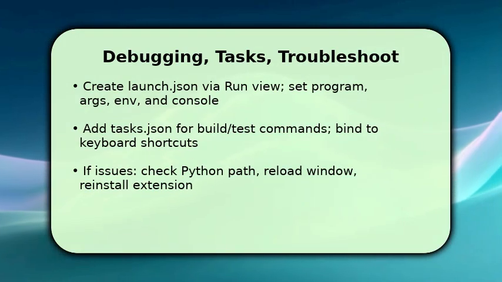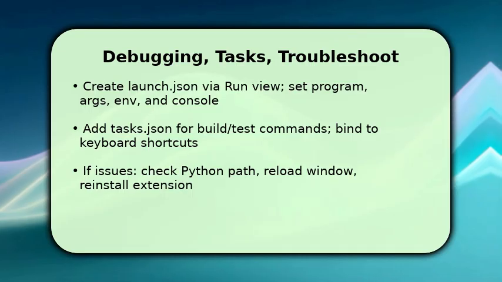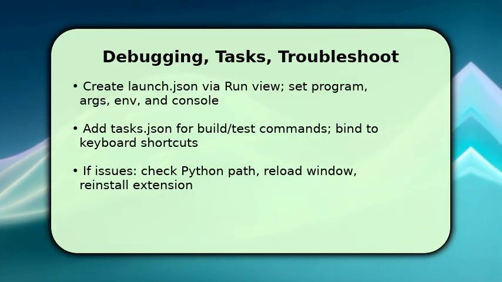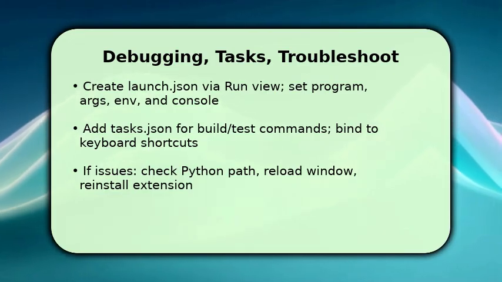Open the run view, create launch.json and set the program path, arguments, and environment variables. Choose an integrated console for interactive sessions. Add tasks.json for common commands like tests or builds, and bind keys for fast runs.